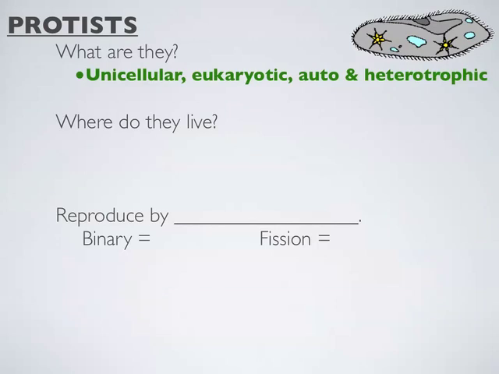eukaryote, and some of them are autotrophic, and some are heterotrophic. And in fact, some can be both. One individual can be autotroph and heterotroph. Because they have chloroplasts, and if there's sunlight, they'll use that for photosynthesis, but if not, they can ingest other organisms to get energy.